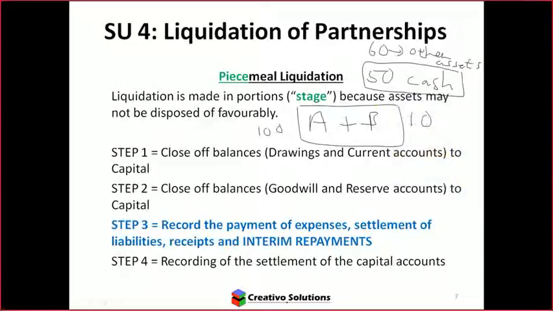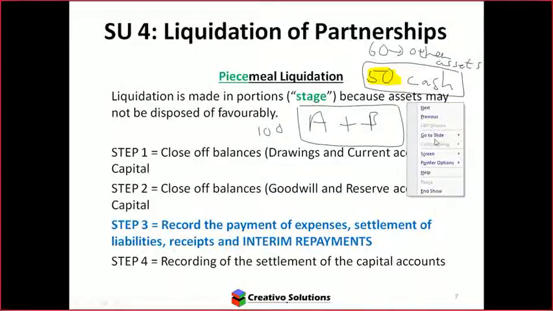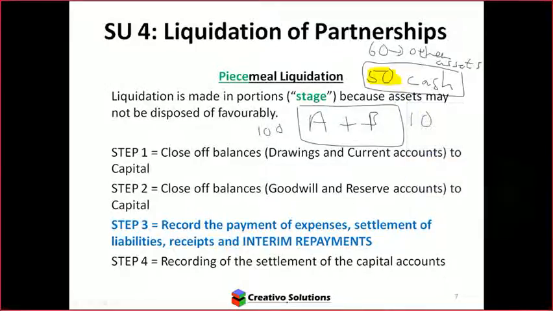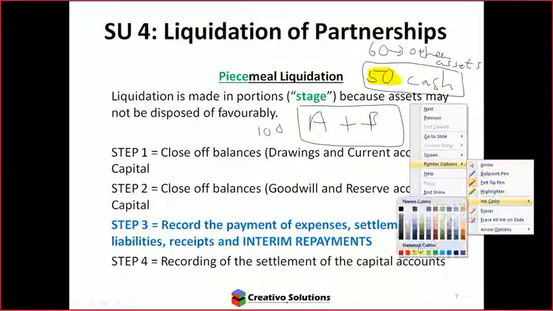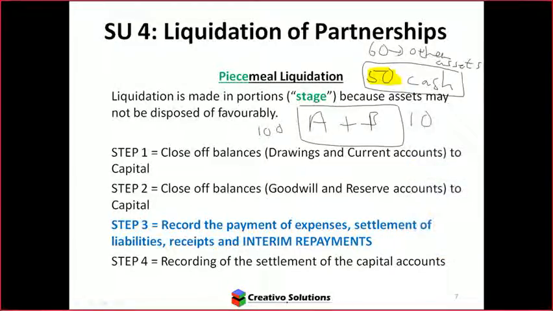Okay. So now the question is, who gets how much of the 50? Do they each get half of it? No. Does B get all of it? Does A get all of it? Who gets the 50? You must look at that ratio, I suppose. Is it according to the ratio?